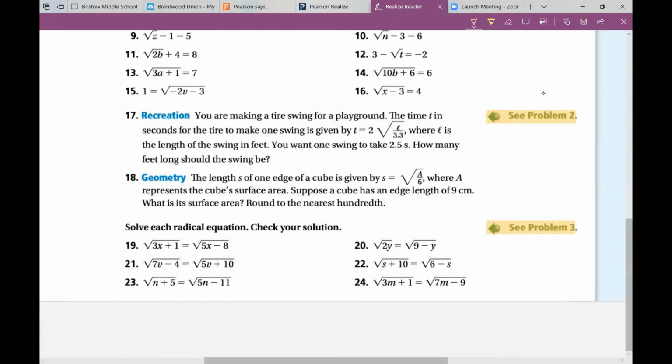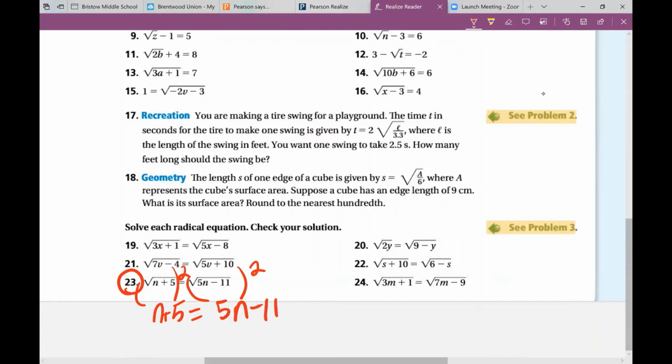The next section has radicals on each side of the equation. So it's just like the couple that we started with, but now you're going to have to square each side to get rid of each radical. So let's do 23. I'm going to just put a square around each side of the equation, and those symbols would cancel out. So I'd be left with n plus 5 equals 5n minus 11.